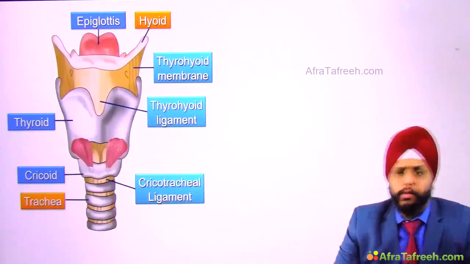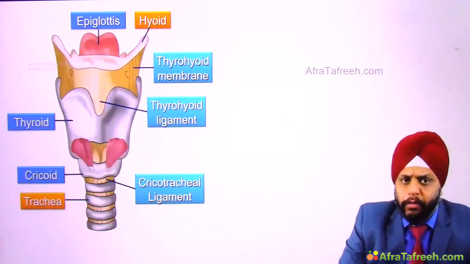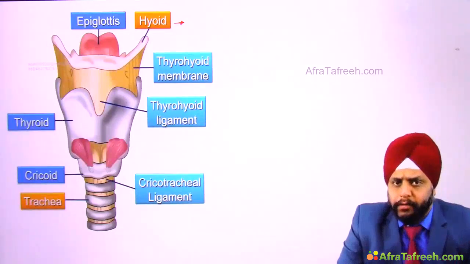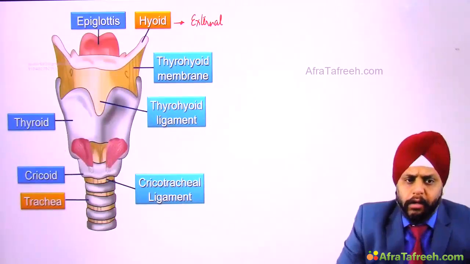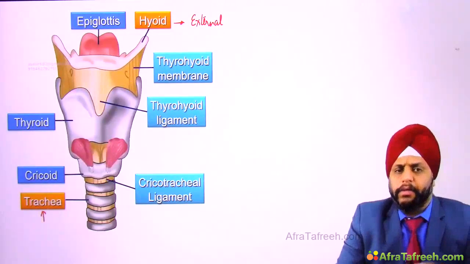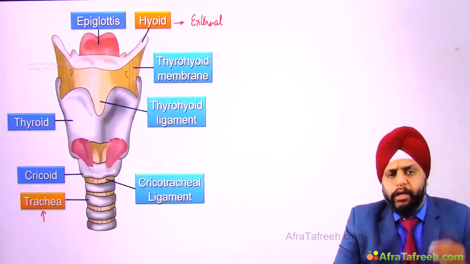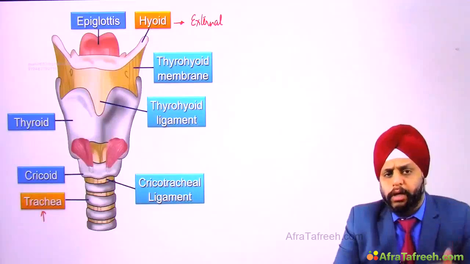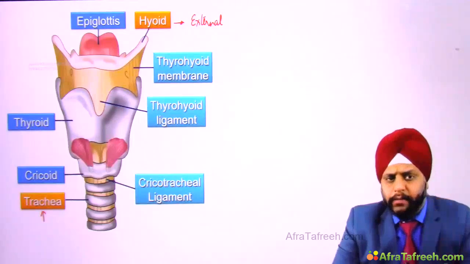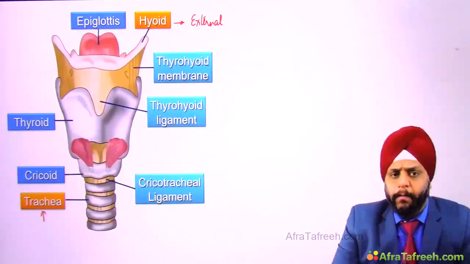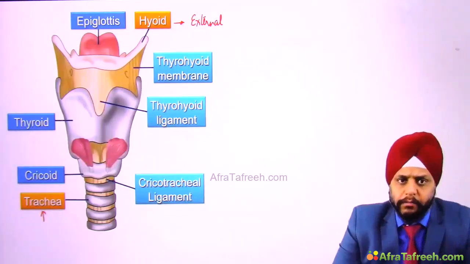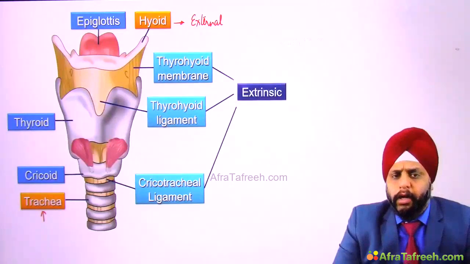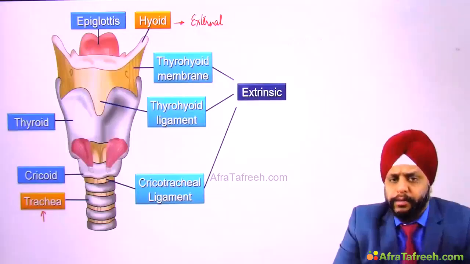Please notice that this hyoid bone is not a part of the larynx. It is an external structure. Similarly, the trachea is an external structure. So any muscle, membrane or ligament that connects the larynx to an outside structure, such as the hyoid bone or the trachea, will be known as an extrinsic structure.